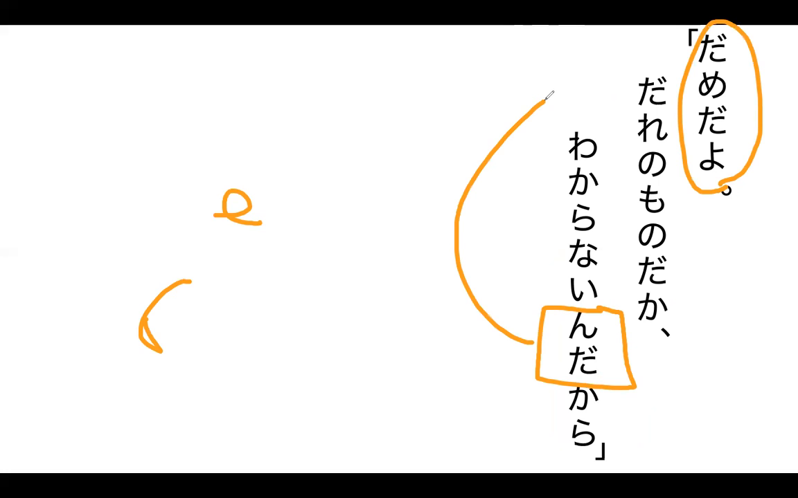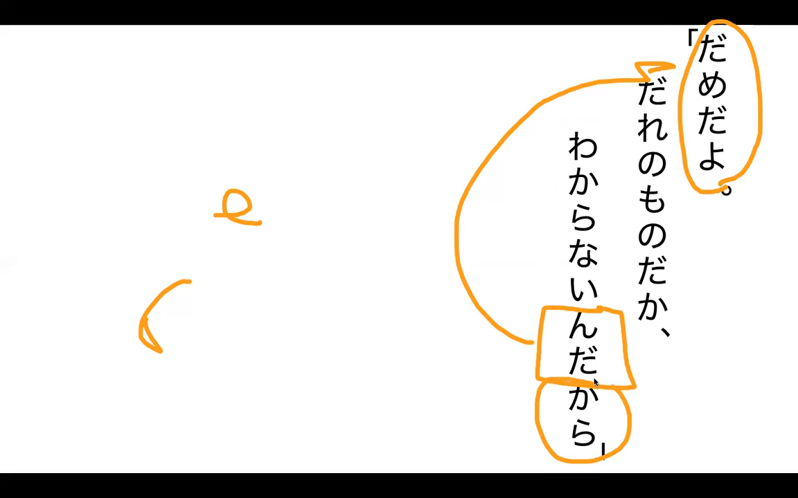It's kind of an explanation for something. So, in the context, he said, ダメだよ. What does that mean? It's like, don't, dame. So this is an explanation for dame. Why is it dame? Well, dare no mono ka わからない. We do not know whose thing this is, who this belongs to. Whose thing, yeah.